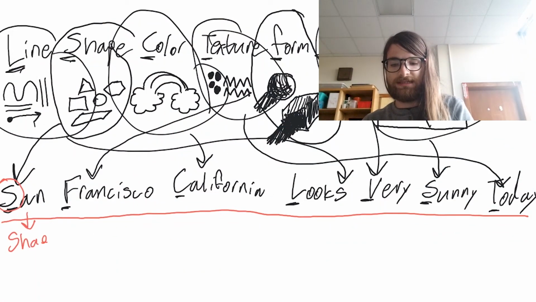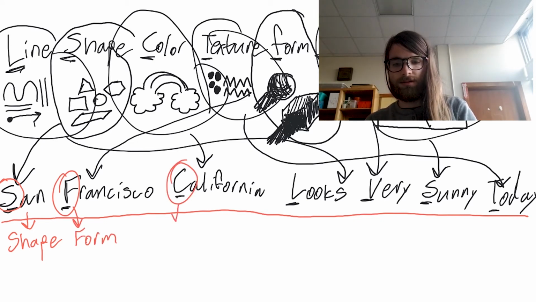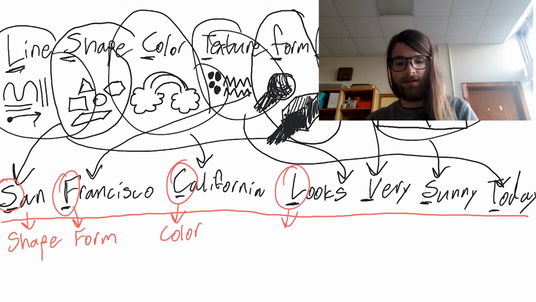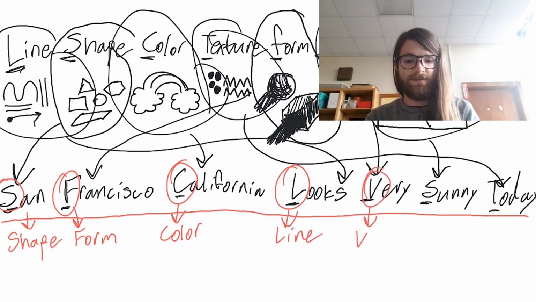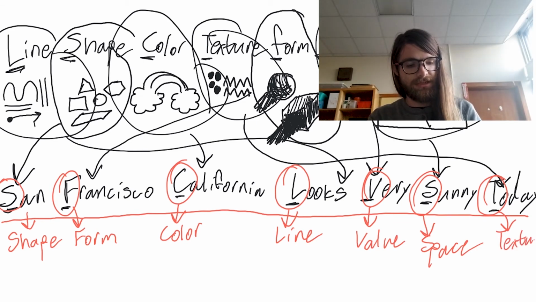Now, how do we use that? You can know the sentence, but we got to know how to use it. So whenever you're there, you're going to look at each letter. San, oh, I remember that stands for shape. Francisco, that stands for form. California, that C stands for color. Looks, that stands for line. Very, that V stands for value. And sunny, that S stands for space. And then the T in today stands for texture.